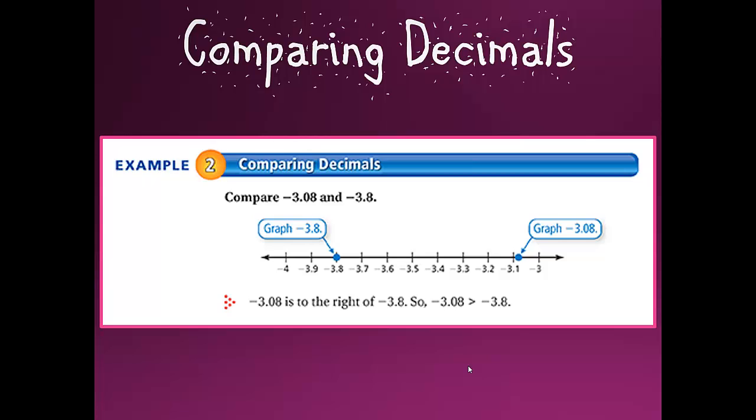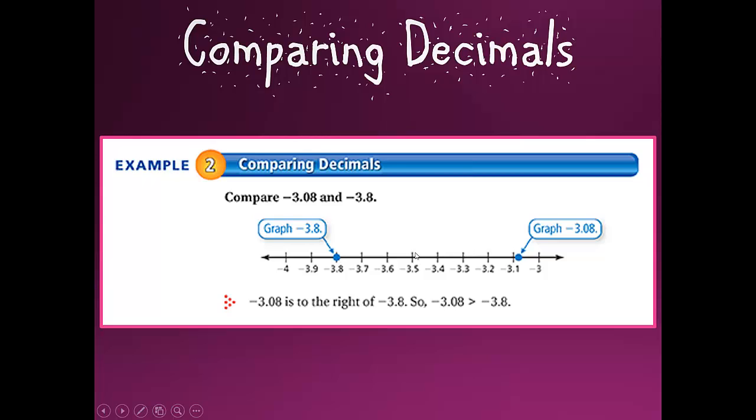For our next example, we are comparing decimals. We're going to compare -3 and 8/100ths and -3 and 8/10ths. So first we can graph both of these numbers. -3 and 8/100ths would be between -3 and -3 and 1/10. And then -3 and 8/10ths would be graphed here at -3 and 8/10ths.